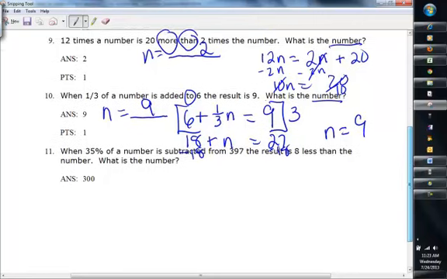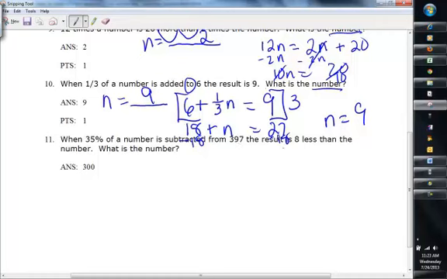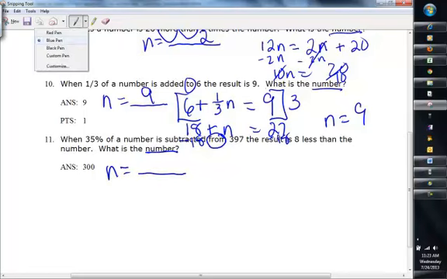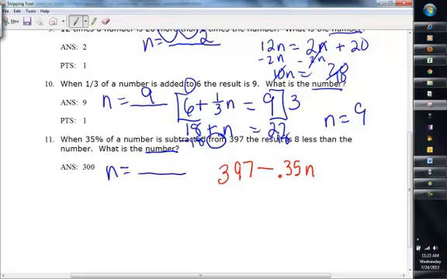35% of a number is subtracted from 397. The result is 8 less than the number. What is the number? So n equals. Here's our from. From tells us to switch the order. I'm going to change colors. From tells us to switch the order. So 397 minus, because it says subtracted, 35% of the number, 0.35n. The result is, here's a than, number minus 8.